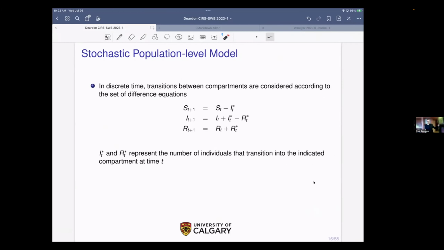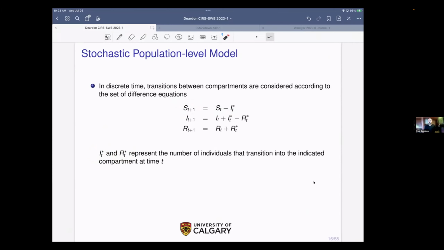Okay. Now think about how individuals are going to pass through those states. It's very simple, I can write this down in terms of a set of difference equations. So the number of susceptibles at time t plus 1 is going to be the number of susceptibles at the current time point minus this I_t star, which is going to be the number of new infections at time t, right? So I_t star and R_t star represent those new infections and new removals.